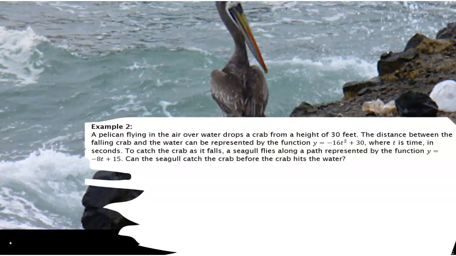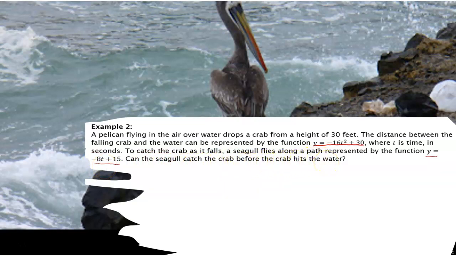A pelican flying in the air over water drops a crab from a height of 30 feet. The distance between the falling crab and the water can be represented by the function y equals negative 16t squared plus 30, where t is time in seconds. To catch the crab as it falls, a seagull flies along a path represented by the function y equals negative 8t plus 15. Can the seagull catch the crab before the crab hits the water?